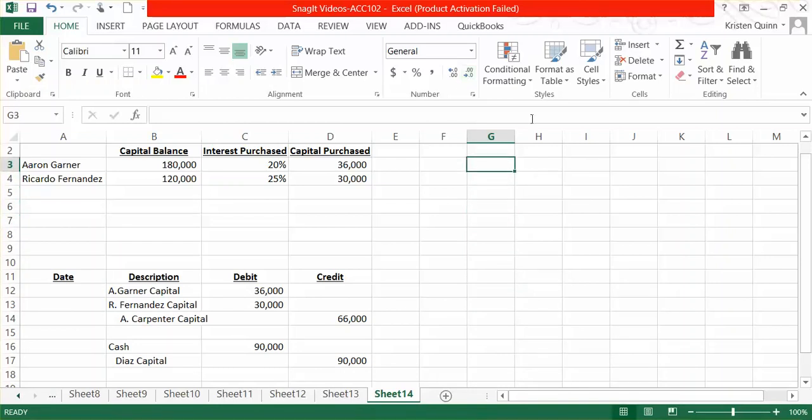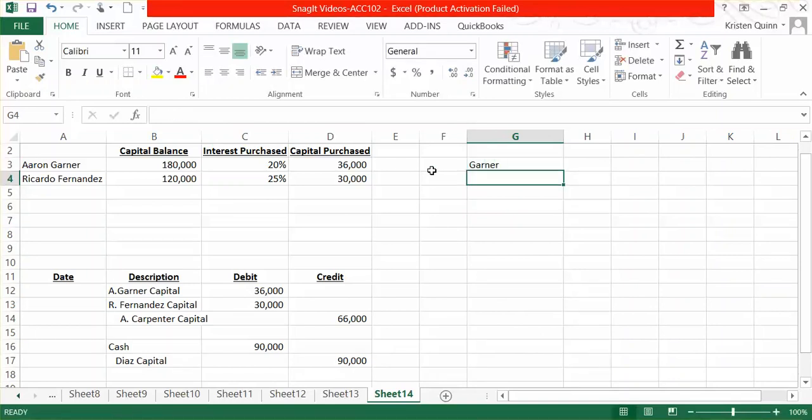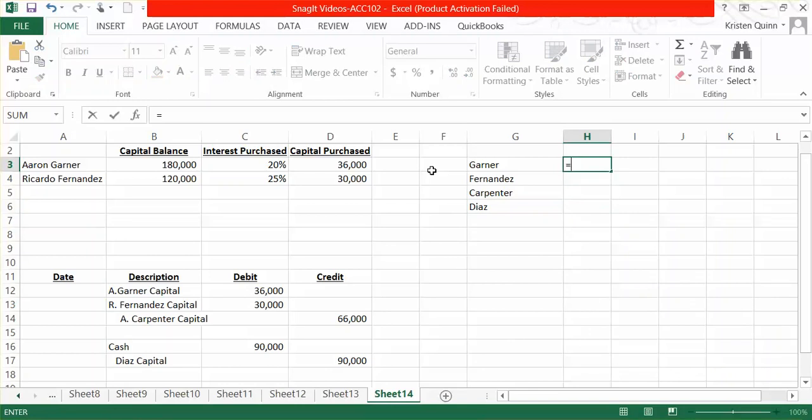In Part B, they want us now to determine the capital balances for all the new partners. So we have Gardner, Fernandez, Carpenter, and Diaz. Gardner started with $180,000, but sold $36,000 worth to Carpenter. And we saw how we decreased Gardner's capital with the debit, dropping Gardner's capital balance to $144,000.